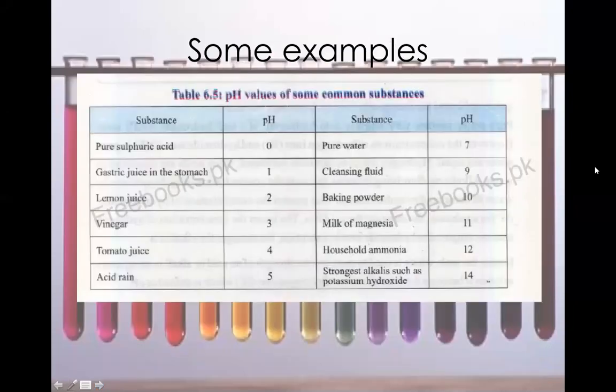Today we are going to discuss a few examples of different substances having different pH values. For example, you can see that pure sulfuric acid is extremely acidic, so its pH is 0. The numbers from 0 to 6 are of the acidic pH solutions, right? Of the acidic solutions, we have numbers from 0 to 6.